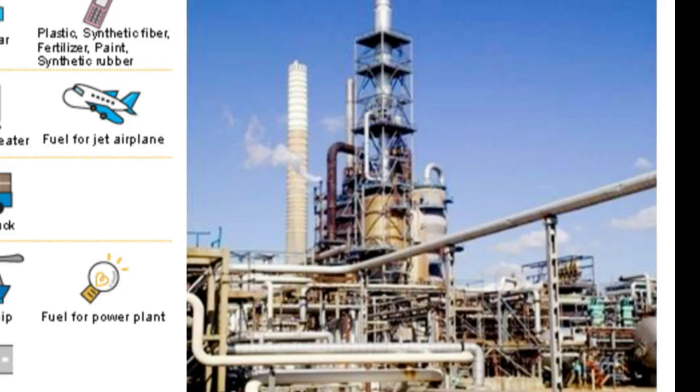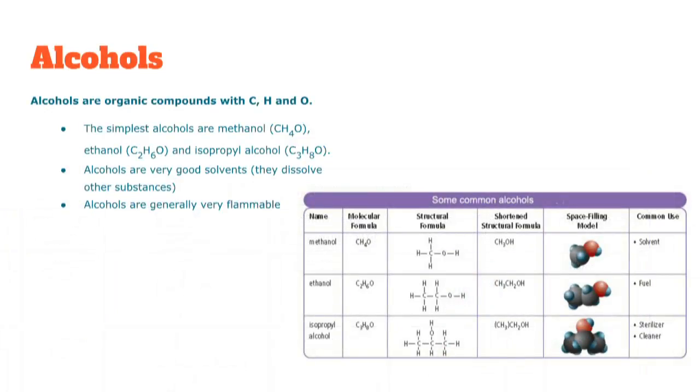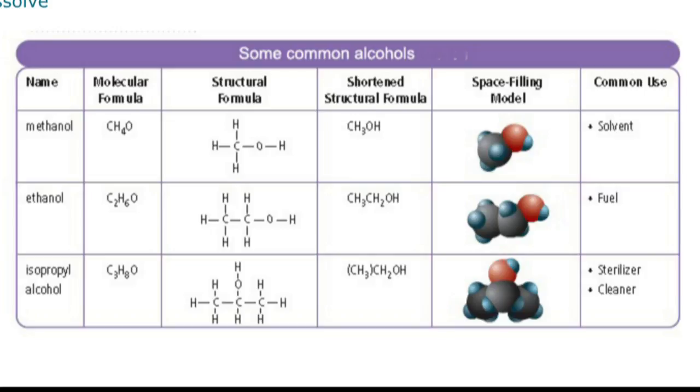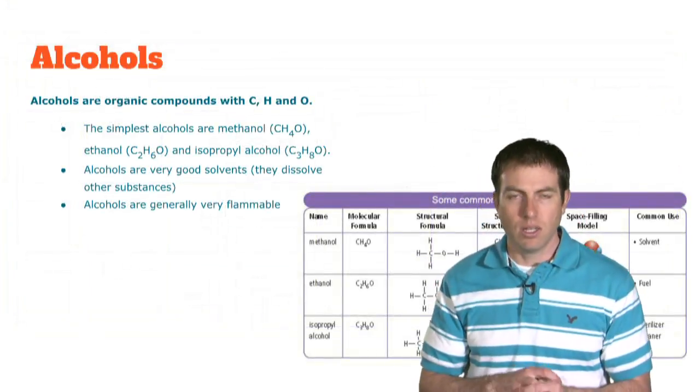Now we're going to move into something called alcohols. Now instead of having just CH4, if I put an oxygen onto the end of it, all of a sudden I have methanol. So instead of methane, I had an oxygen group, I have methanol. Instead of ethane, I have ethanol. Instead of propane, I have isopropyl alcohol, or propanol. I can have butanol, pentanol, decanol, nonanol, and these are all your alcohols.